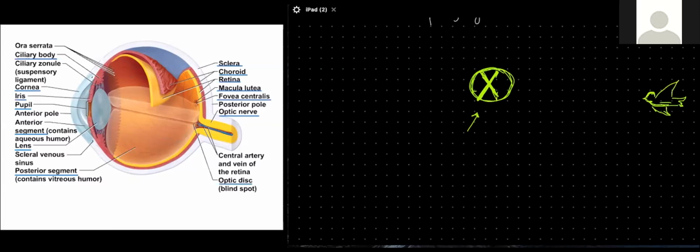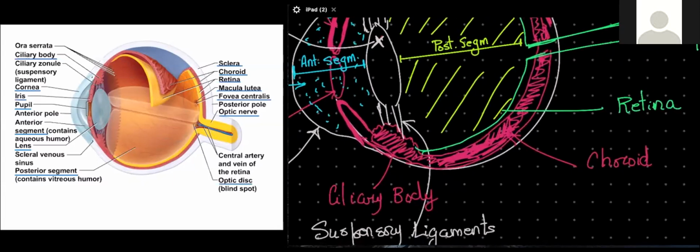Is it with the same quality? Not in details. If you're looking at this X here, you still see the bird, but not with the same quality, right? Not in detail. Why? Because what you are looking at is going to be focused on a part of your retina that has better vision.